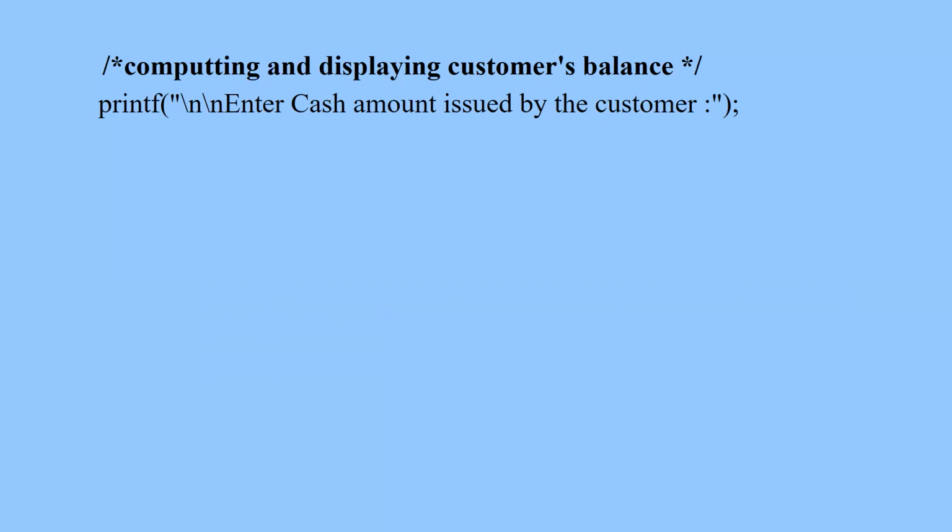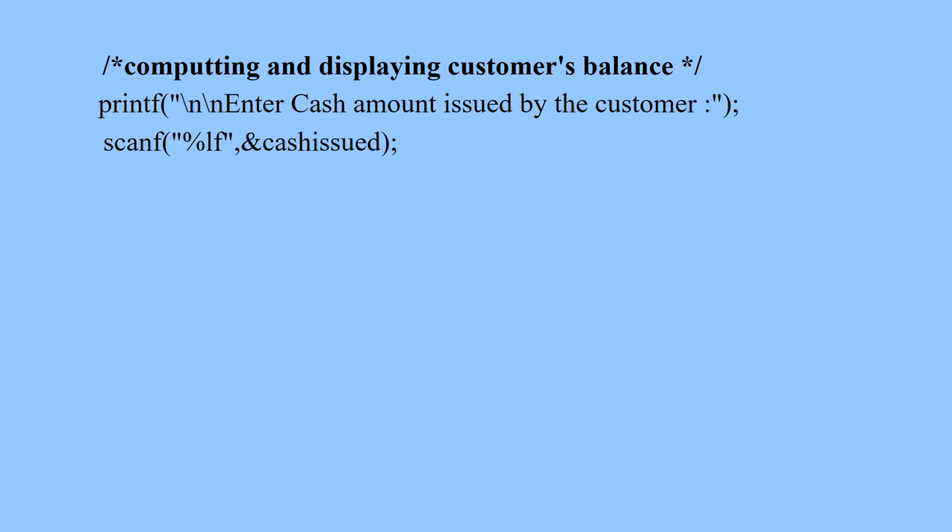So this statement states as follows, or this is what it will do. The processor will drop 2 lines and then display the message, enter cash amount issued by the customer. Then the cashier will type 1,000. That 1,000 will be picked and stored in the memory location called cash issued. So the amount entered can have decimal points. It is of type double. That's what the percentage here means.